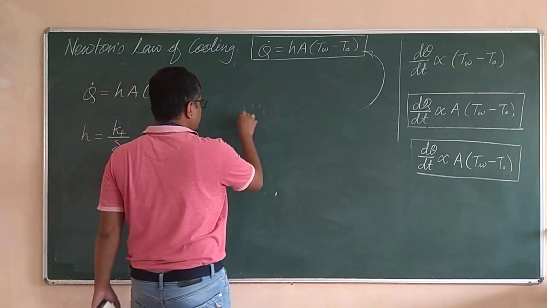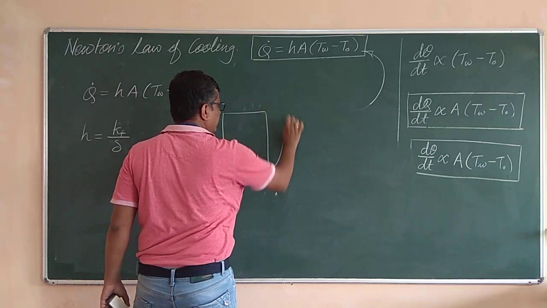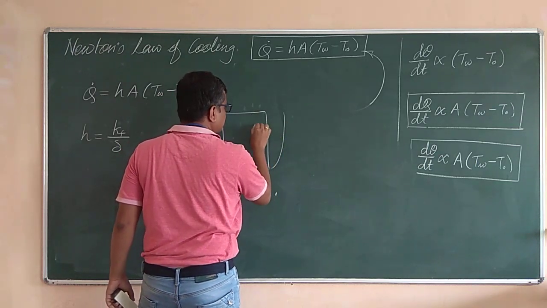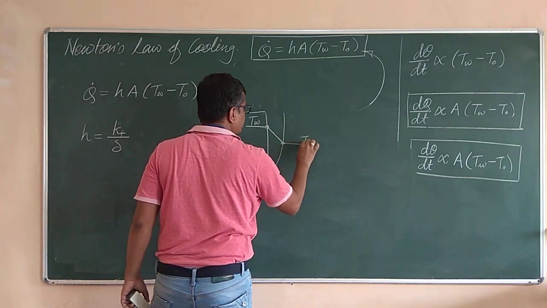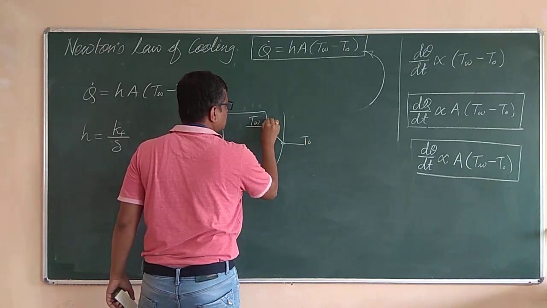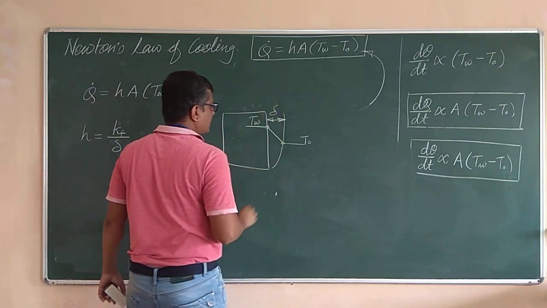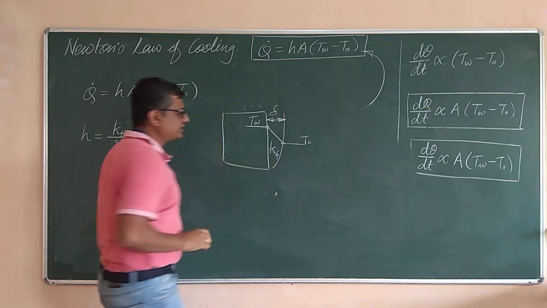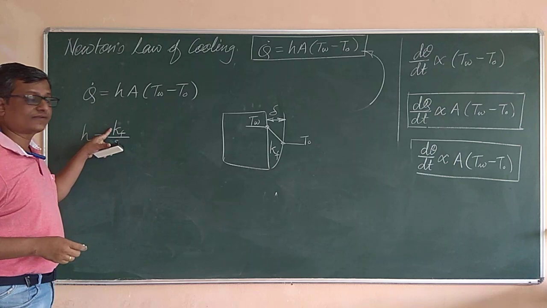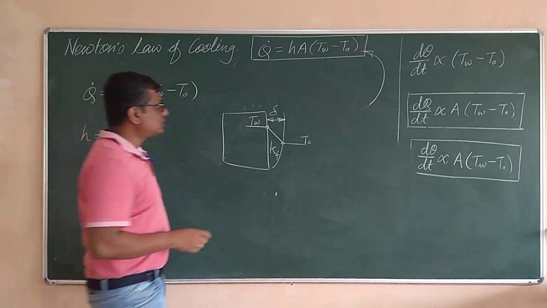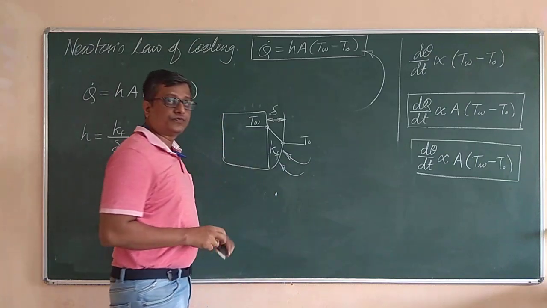Now if I take a solid surface, this is the solid surface, and say this is the boundary layer thickness, also the film thickness, then the temperature distribution over here is from Tw to T0 like this, and this is the thickness of the boundary layer. Say this is the term delta. The thermal conductivity of the fluid is Kf, and we have taken h as the ratio of Kf to delta.